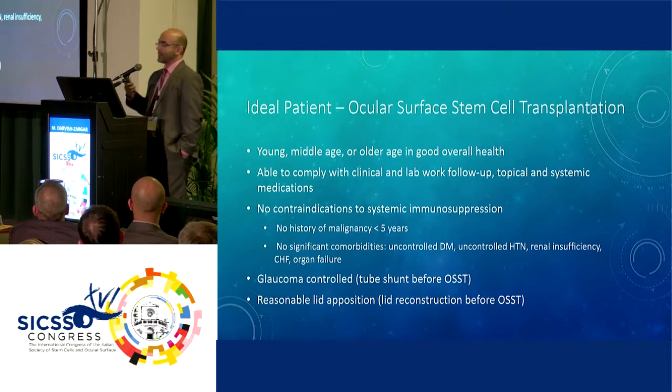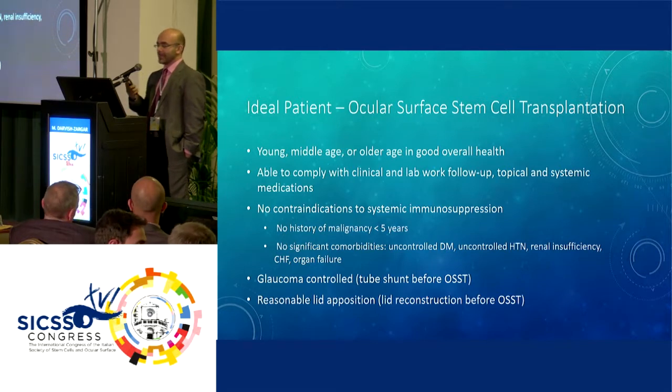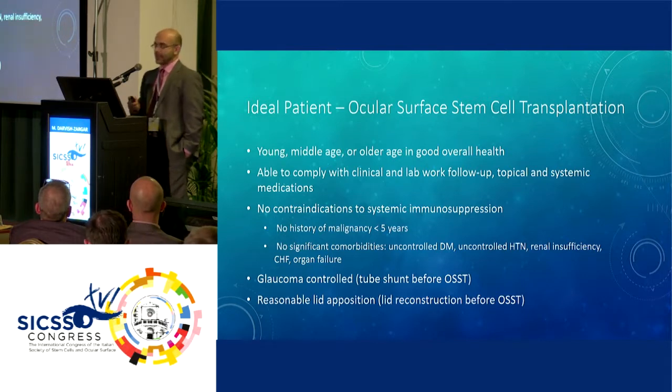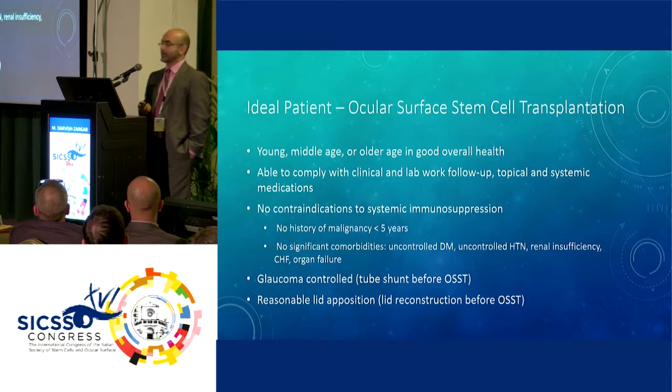So the ideal patient for an OSST is someone who's young, middle-aged, in good overall health, and really able to comply with the extensive follow-up and lab workup that's needed. There should be no real contraindications to immunosuppression, so what are those? Really, you can't have malignancy within 5 years, and none of the significant comorbidities. The glaucoma should ideally be controlled, either with a tube shunt before the OSST, and they should have reasonable lids. You want their lids to be able to close before you do this.